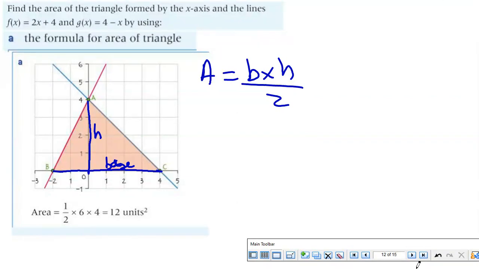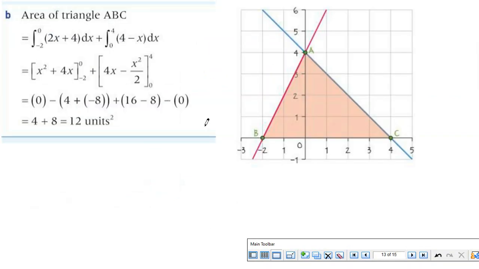Now, if I want to use the integral, I need to divide it in two parts. So I need to find the area of this part here plus the area of this part here. So the area is going to be the integral between what and what? Between minus 2 and 0. That's it. Upper boundary minus the lower boundary. This is the upper. This one, it's 2x plus 4 minus 0, plus the integral between 0 and 4 of the upper minus lower, 4 minus x minus 0.